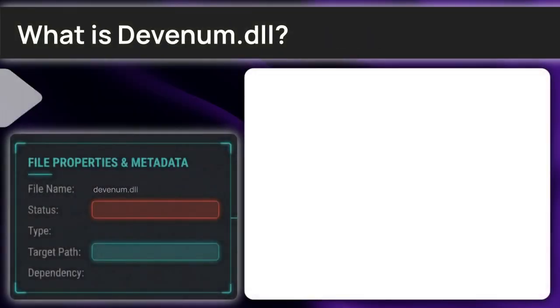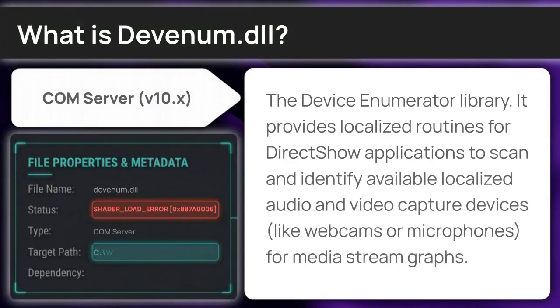This is the Devenum Library, the Device Enumerator library. It provides localized routines for DirectShow applications to scan and identify available localized audio and video capture devices, like webcams or microphones, for media stream graphs.